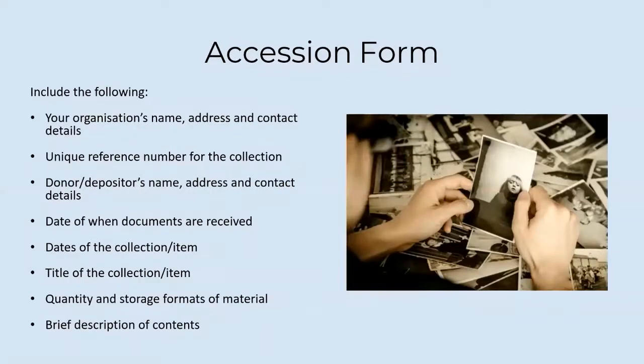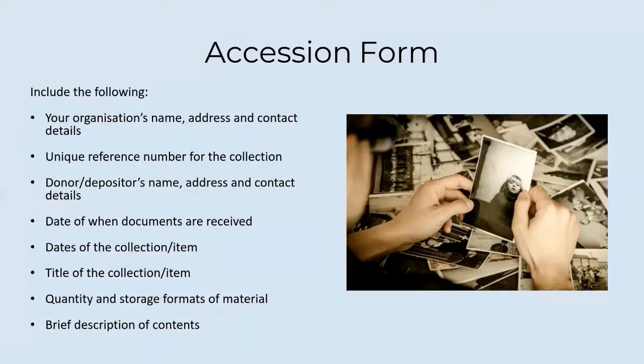An accession form is used to record the acquisition of an individual item or a collection of items. It is a legal title agreeing to the transfer of a collection's ownership, in this case from the donor of the collection to the community archive. You will need to create a form for your community archive to use. An example accession form can be downloaded from the Community Archives Toolkit on the Norfolk Record Office website.